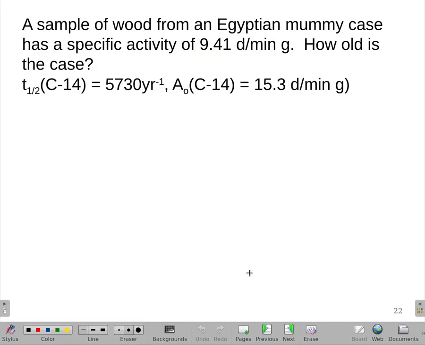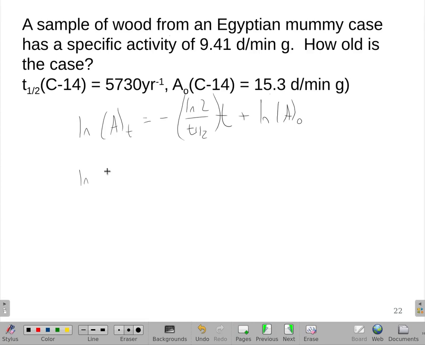So that's what we're looking at. We're looking at a sample of wood from a mummy case, and we want to know how old it is. It has a specific activity of 9.4 decays per minute per gram, and we want to know how old the case is if we know that standard carbon-14 has a half-life of 15.3. So we're using that exact same equation. And now we're just going to plug some things in.